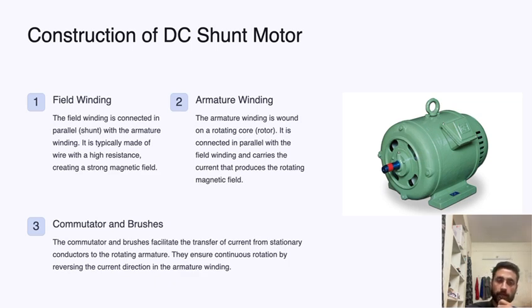Commutator and brushes. The commutator and brushes facilitate the transfer of current from stationary conductors to the rotating armature. They ensure continuous rotation by reversing the current direction in the armature winding.